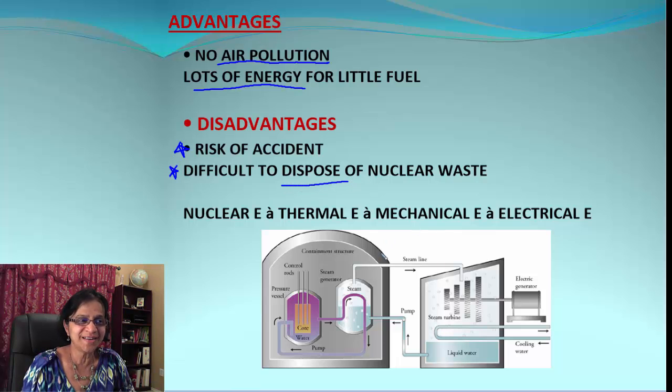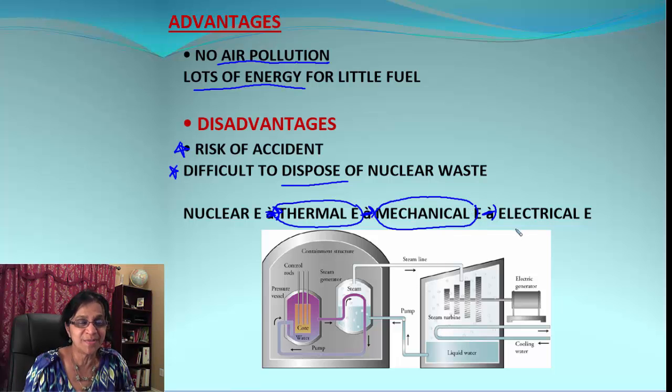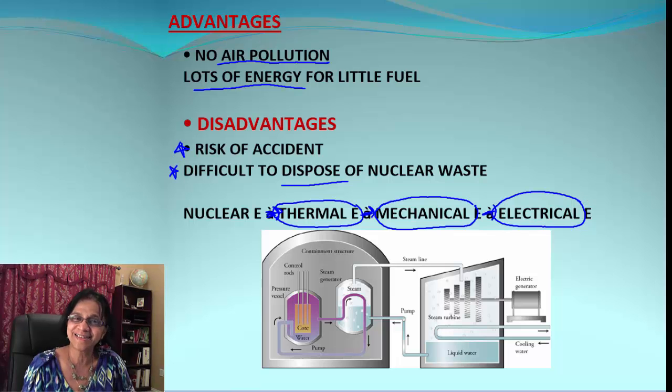And then over here, this will tell you the process when nuclear energy is converted to electrical. First, nuclear energy goes to thermal energy when we use it for heating and boiling water to convert it into steam. Then that is connected to turbines, so that becomes mechanical, and from the turbines it goes to electrical energy.